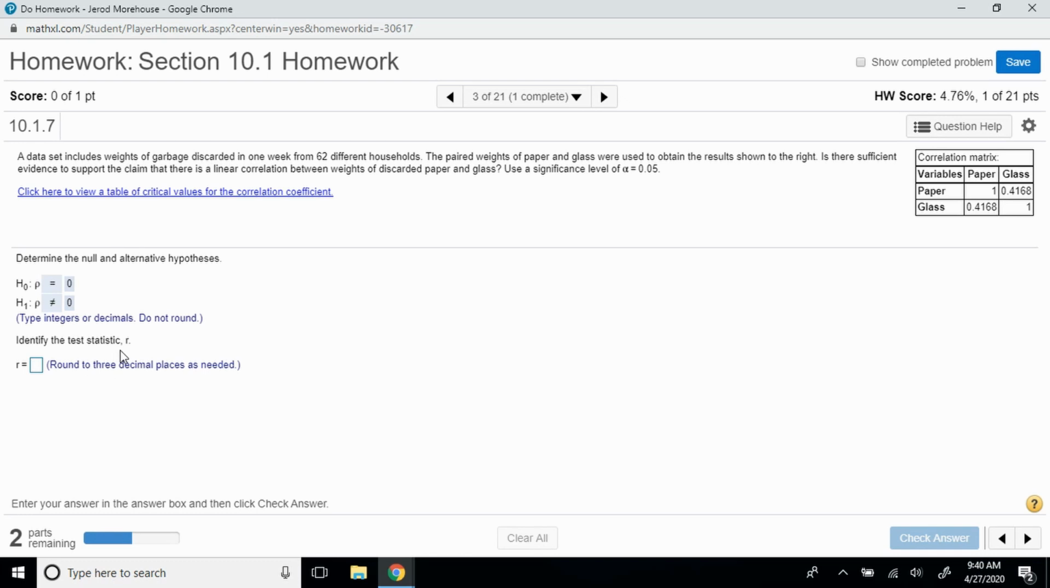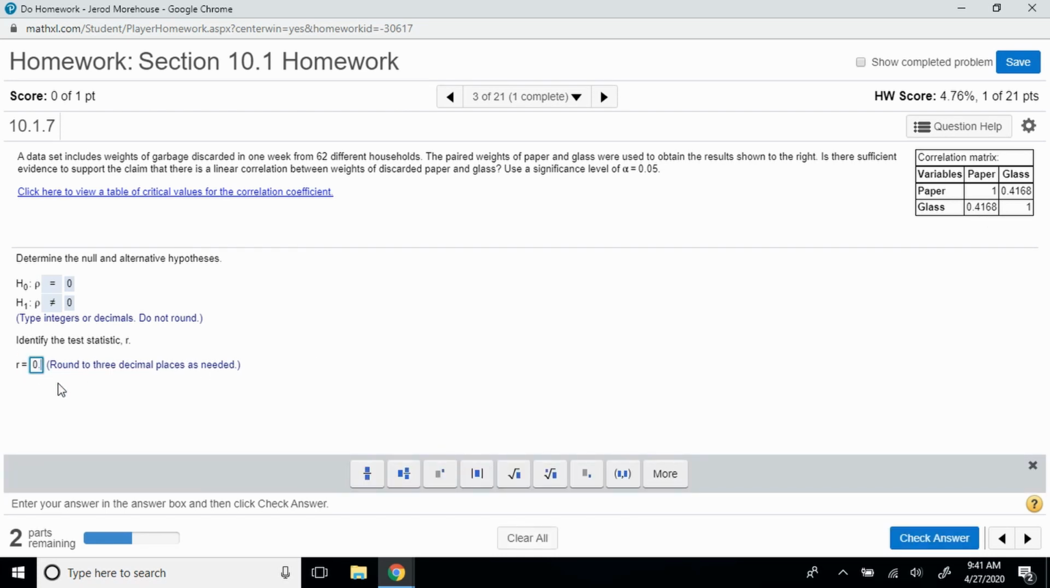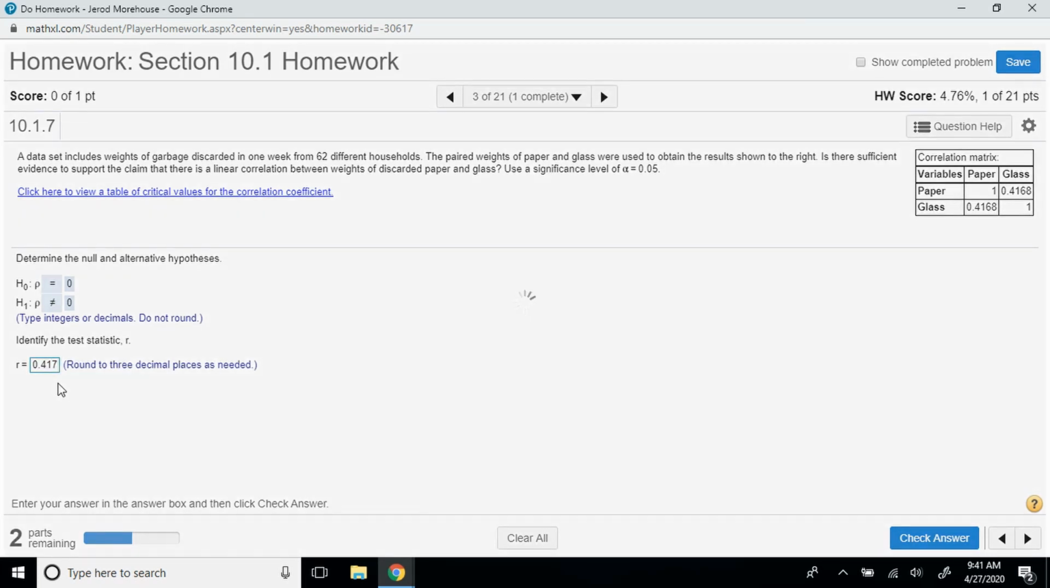Identify the test statistic R. Over here, they give us the variables for paper and glass. The correlation matrix is what they're calling this. So when you look at this, paper correlates with paper perfectly. Glass and paper interacting, that's going to be our R correlation coefficient, 0.4168. So let's type that in here, 0.417 if we round correctly.